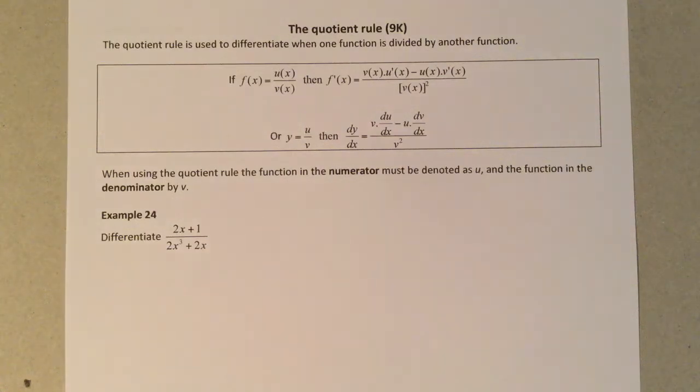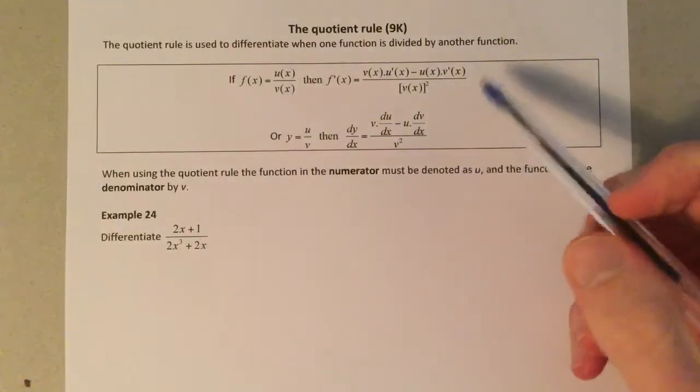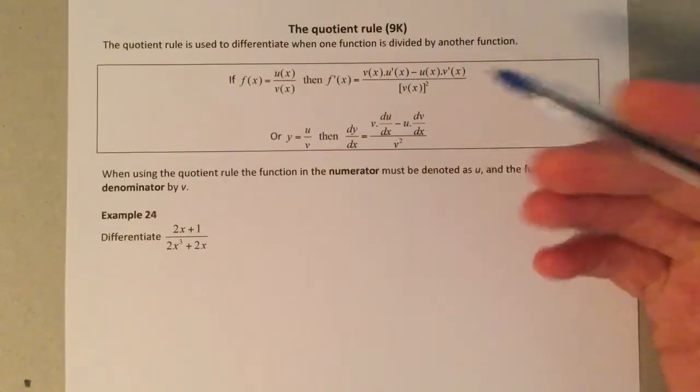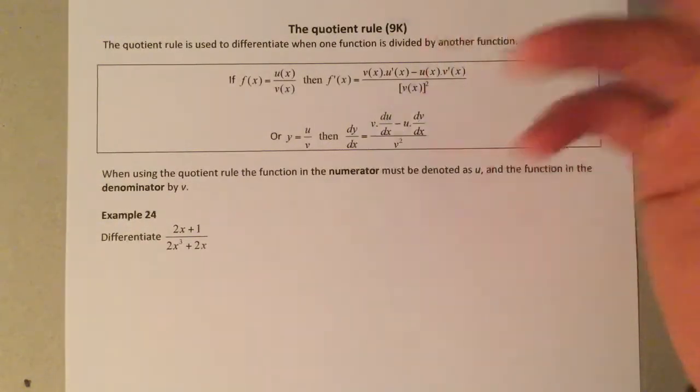G'day Methods students. In this video we're going to go through the quotient rule, which is another rule that we use to differentiate functions. This time, as you might guess from the name, we're using this to differentiate functions where we have a function of x divided by another function of x, and hence we call it the quotient rule.